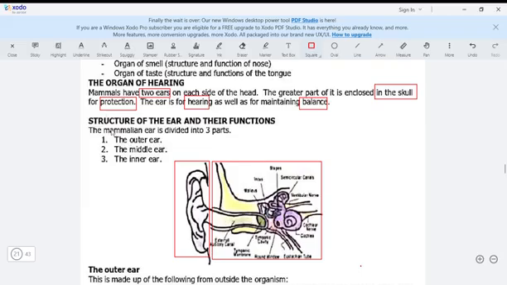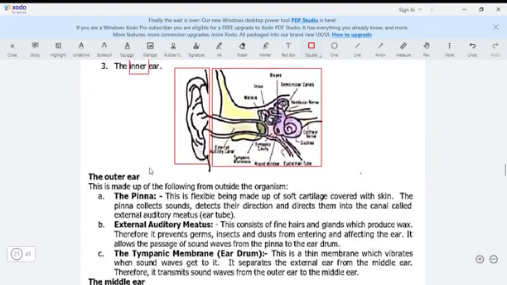Looking at the structure of the ear, we have the outer, the middle, and the inner. Which part is called outer? That's the pinna, which you are seeing here already. This is flexible. You can twist the pinna, because it is soft, made of soft cartilage, just like that of a shark. The soft cartilage is covered with skin.